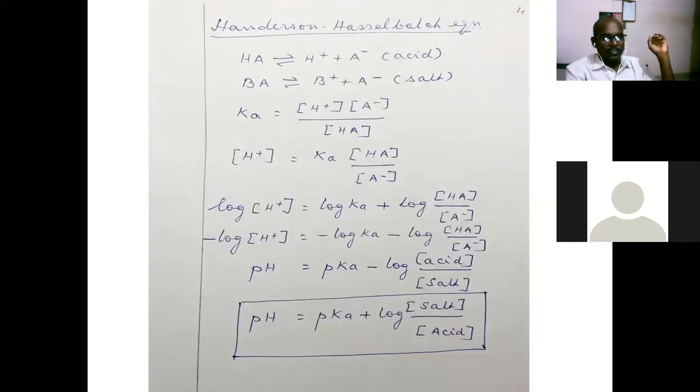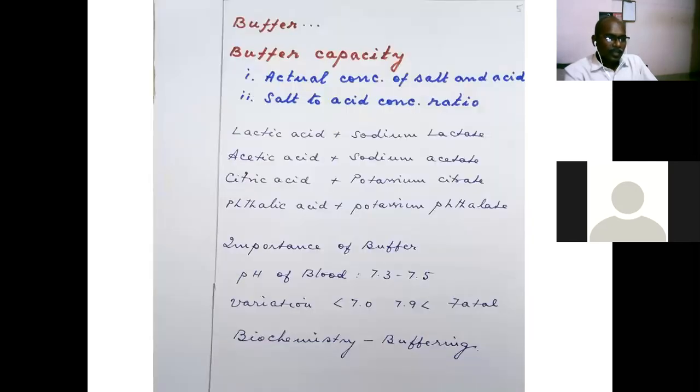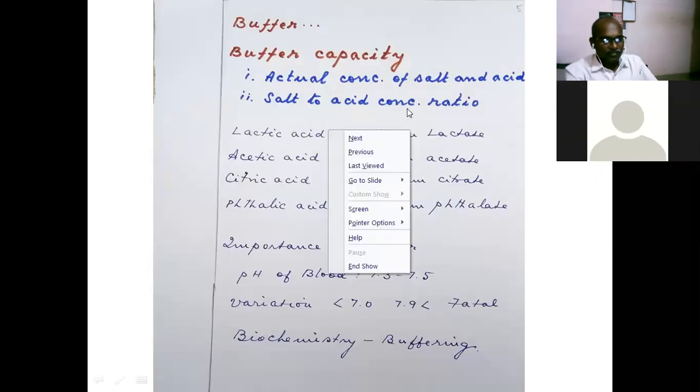And also we have derived the equation of Henderson and Hasselbalch, by which the pH of a buffer can be found out. And also, what is a buffer? What is buffer capacity? And how do the actual concentration of the acid and the salt-to-acid concentration ratio affect the buffer? All that we have seen.